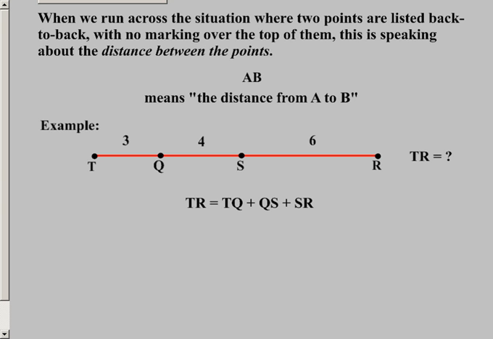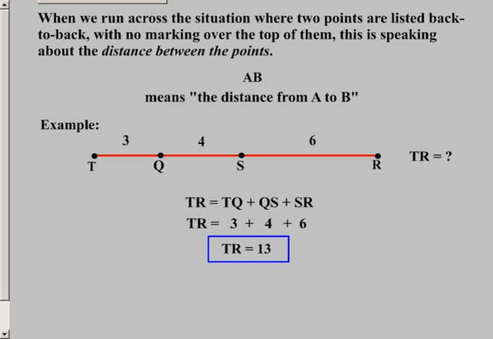So if we take those values out of the equation that we have working right now and replace them with the actual measurements that came from the diagram, then what we see is that from T to R is nothing more than a simple addition problem. 3 plus 4 is 7, and 6 more than that is 13. The length from T to R equals 13.